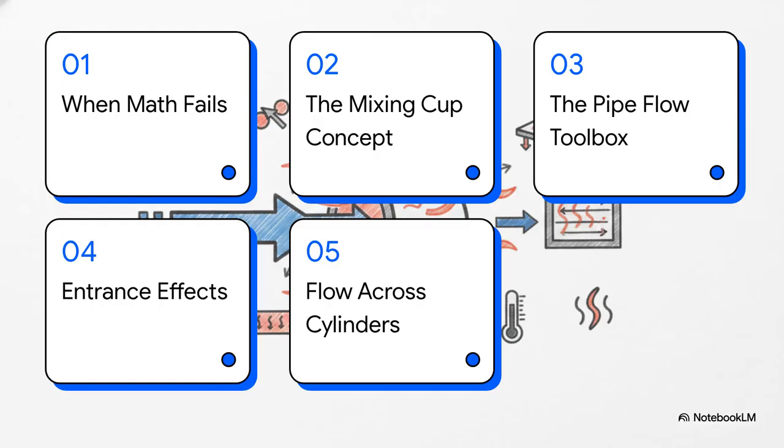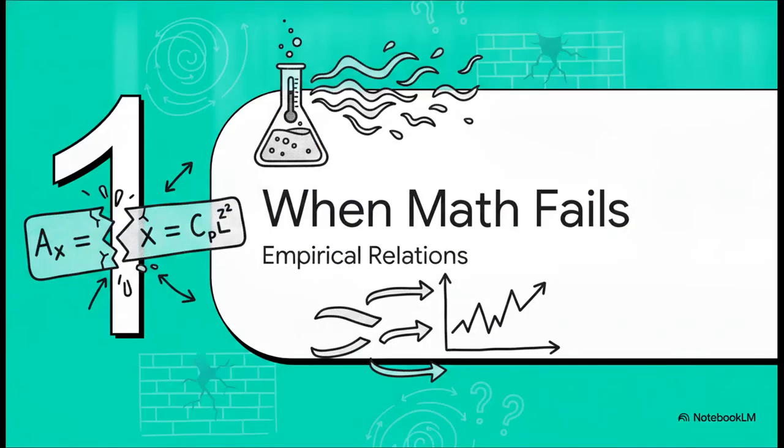To keep things moving, here's our roadmap for this explainer. First, when analytical math fails. Second, the mixing cup concept. Third, opening up the pipe flow toolbox. Fourth, navigating entrance effects. And finally, flow across cylinders. Let's get into it. All right, part one, when analytical math fails.